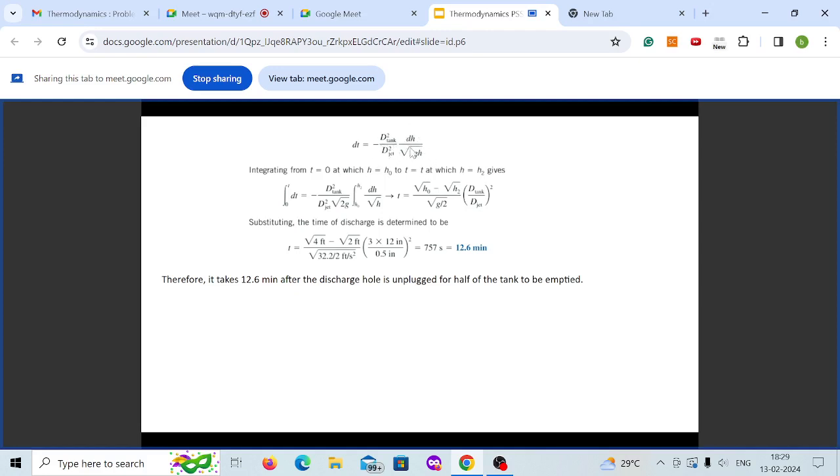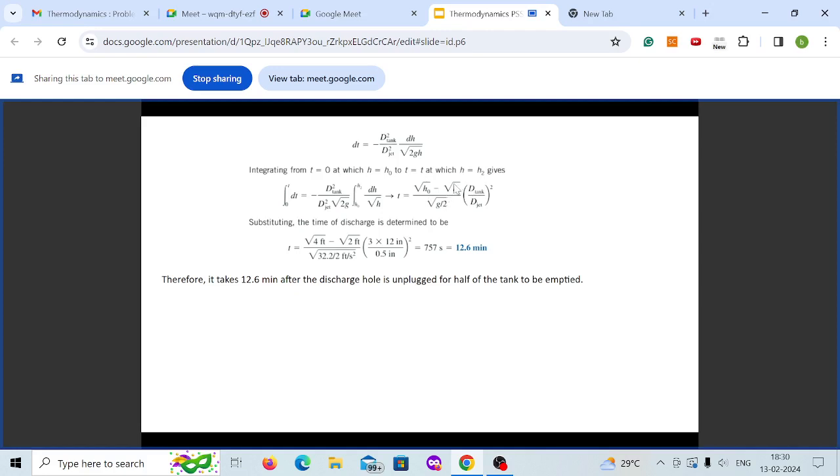So on the left side is a variable of t, and on the right side we have only variable h. So we can integrate this from time 0 to some time t, where the height is changing from the initial height of 4 feet to 2 feet. When you integrate this, the expression is root of h naught minus root of h2 by root of g by 2 times the ratio of diameter square. This is the time it will take to go from height h naught to some height h2.